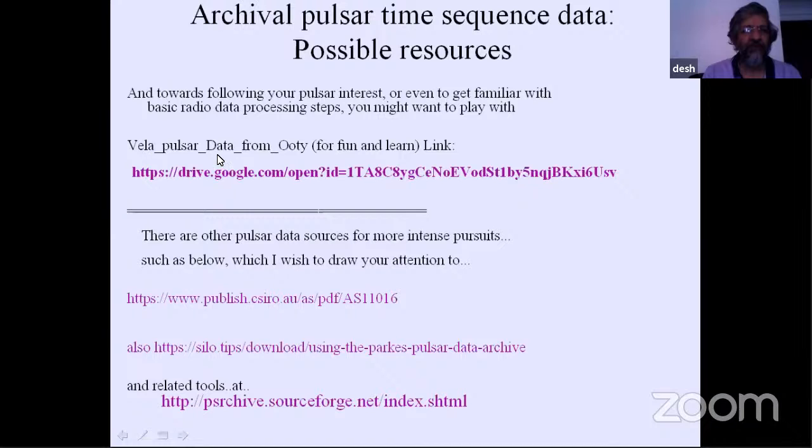So this is basically data on Vela pulsar observed from UT telescope for duration 1 second. So it's not too long, it's not too short. Vela ticks 11 times a second. So you will see about 11 pulses there. And you will get a feel for how to analyze these things if you have not already done that. There is, of course, a huge amount of pulsar data available for more intense pursuits. So this will give you something to play with and get a feel for issues involved.